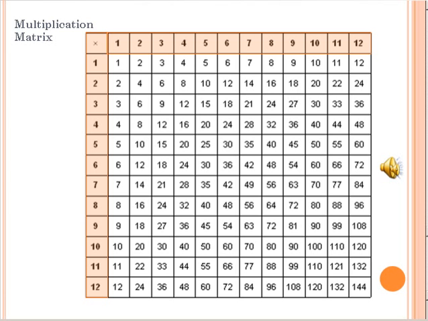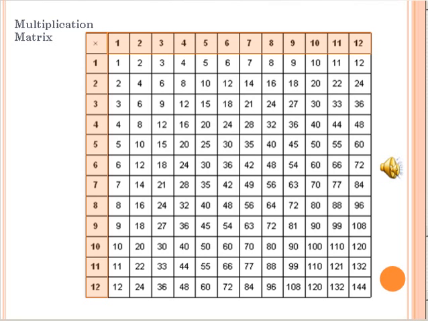Any fact between 1 times 1 and 12 times 12 is on this matrix. Beginning in 3rd grade, we talk to students about the importance of learning the multiplication facts. We use this tool, the multiplication matrix, to help show them that there actually aren't a lot of facts they need to memorize.